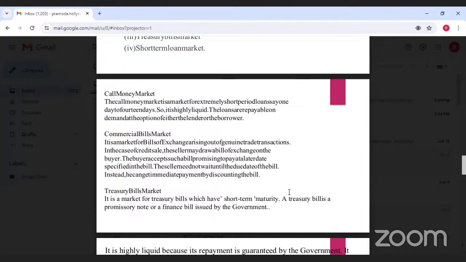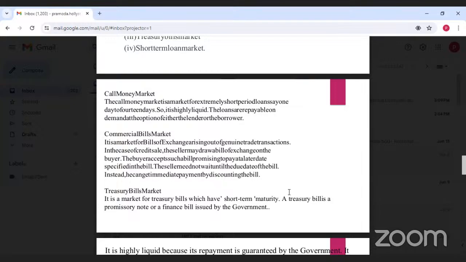Yes, ma'am. Next, we'll move on to the third one, that is the treasury bill market. It is again a very short-term bill market which is issued by the government of our country. Generally central government, and even state governments will also deal in issuing these treasury bills. Now it is a market where you can buy a bond which is issued by the government. It is actually not exactly a bond, it is a finance bill which is issued by the government.